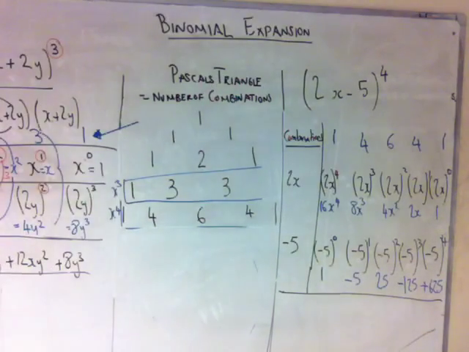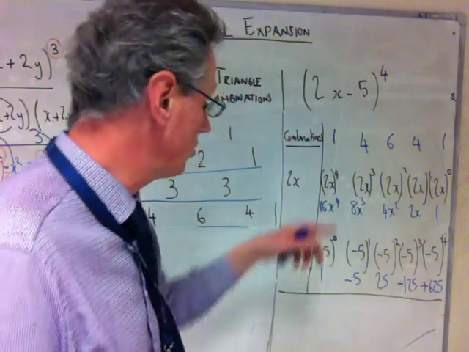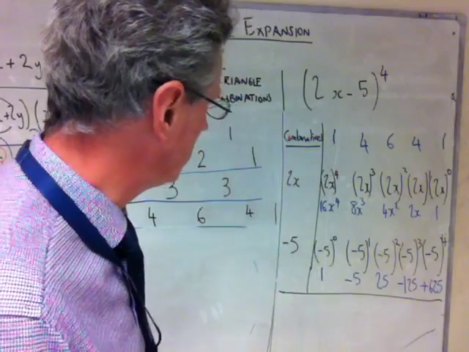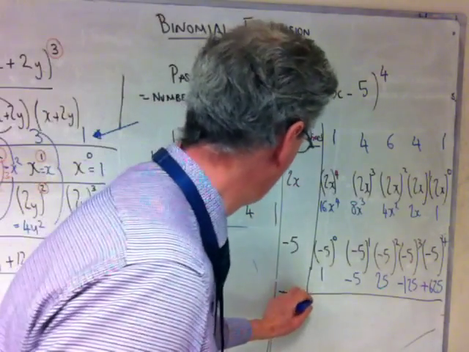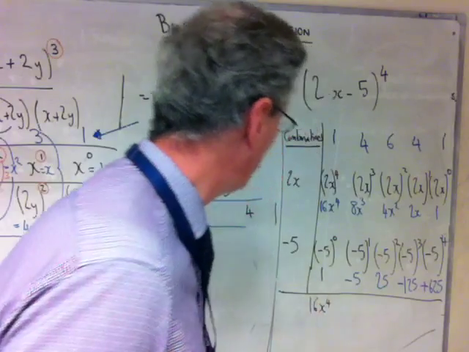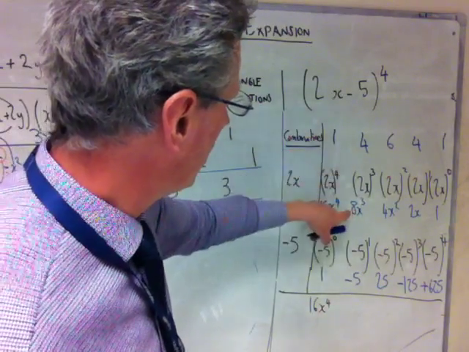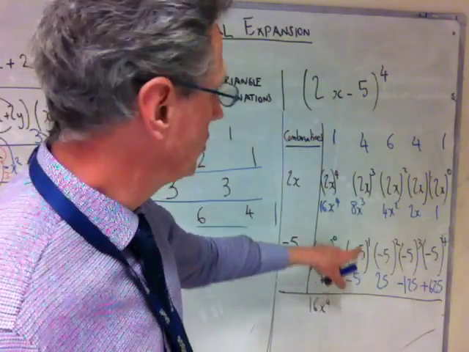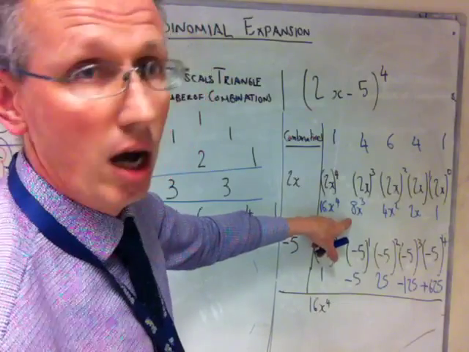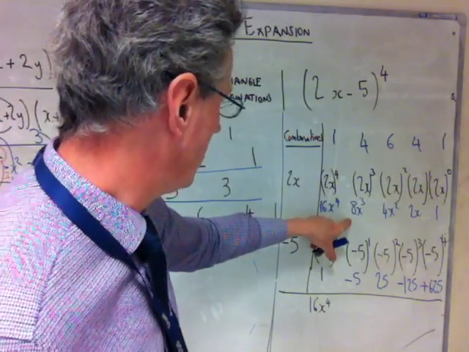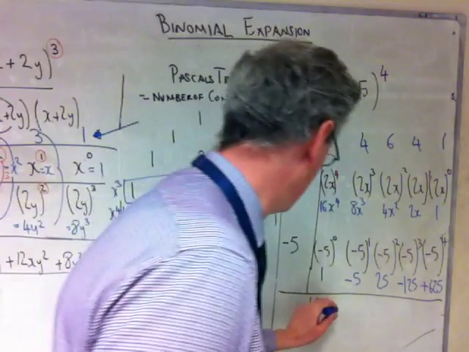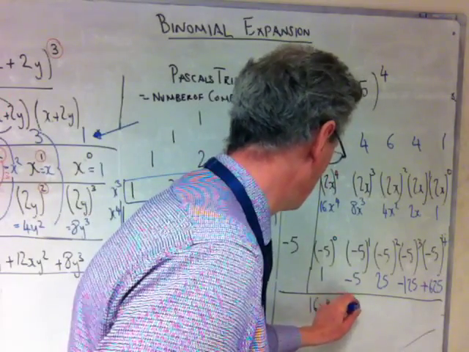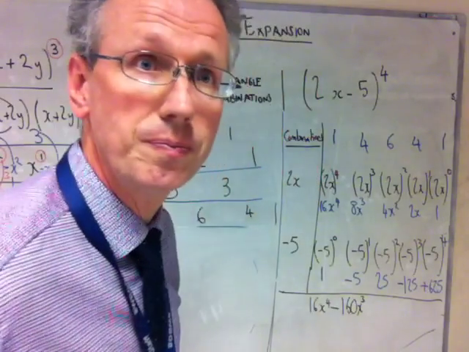Now, I'm just going to get my calculator. Okay, so obviously in C2 you can use a calculator, and that's absolutely fine. So what have we got? We've got 1 times 16 times 1. That I think I can do myself. That is 16x to the 4. We've then got 4 times 8 times minus 5. Well, 4 times 5 is 20, times by 8 is 160. Don't forget your minus sign. Minus 160x cubed.